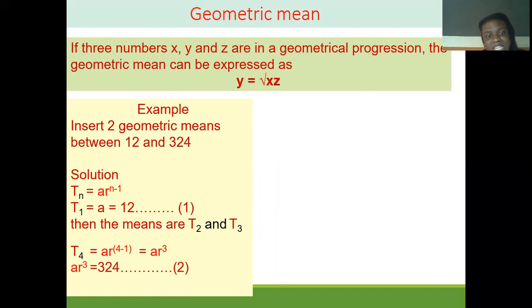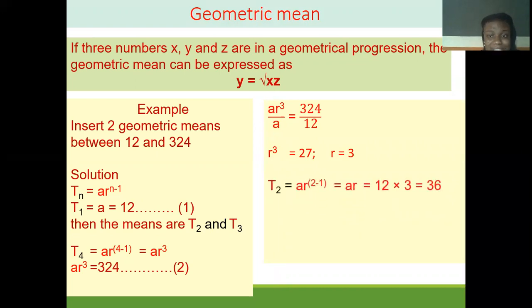So the same thing we did before, we're going to use equations 2 and 1 and divide them. So we're going to divide equation 2 by equation 1. So AR cubed over A equals 324 over 12. So if we divide, we should have R cubed equals 27, and R will be the cube root of 27, which is 3.